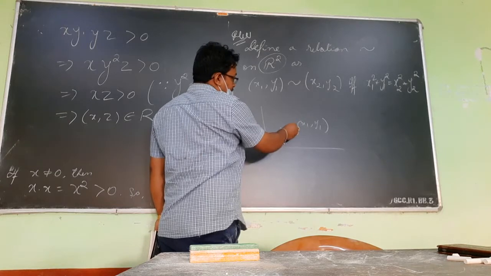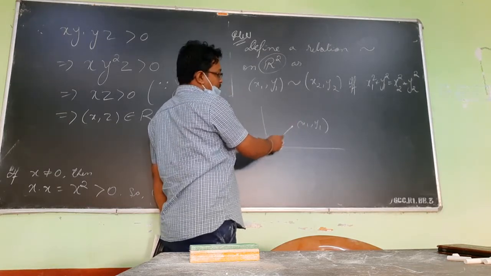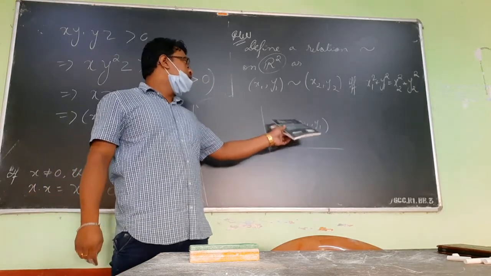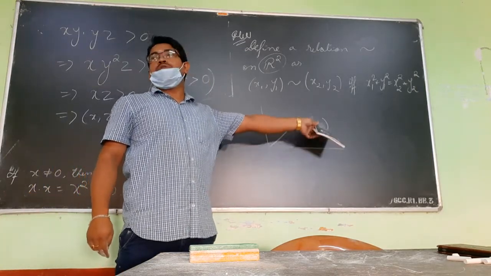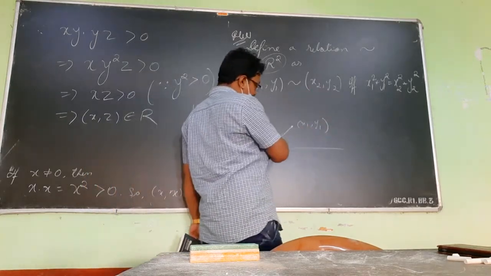Hypotenuse. This expression represents what? The square of the distance of this point from the origin. Okay. Distance of this point from the origin is what? Root over x1 square plus y1 square. So this actually represents the square of the distance from the origin.